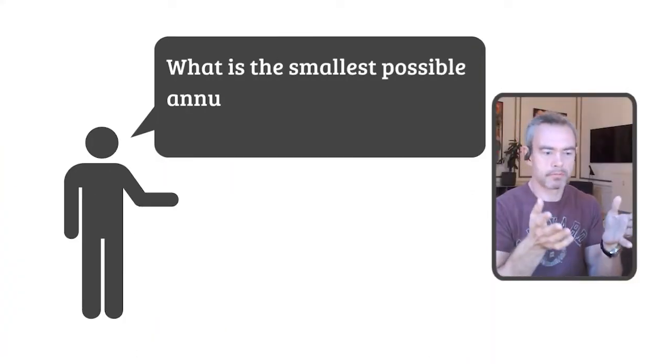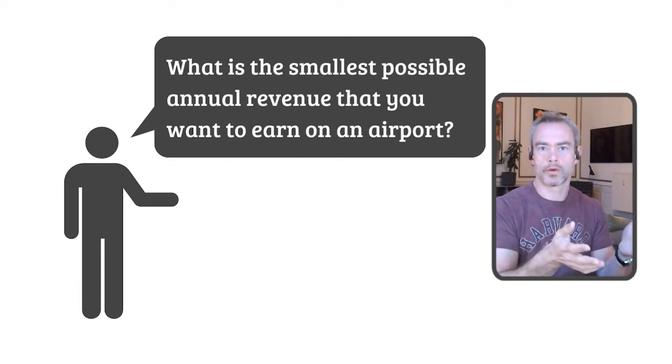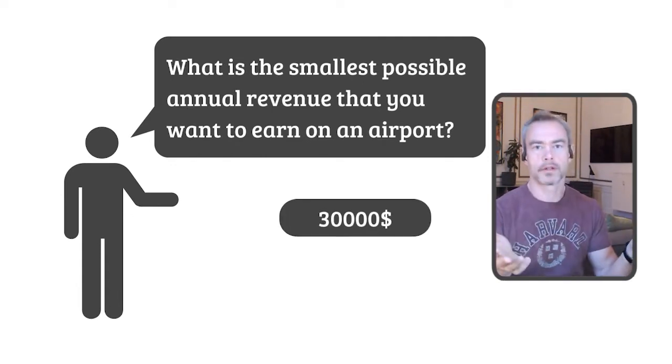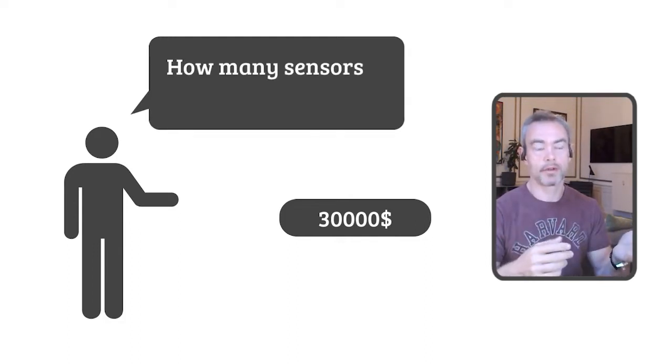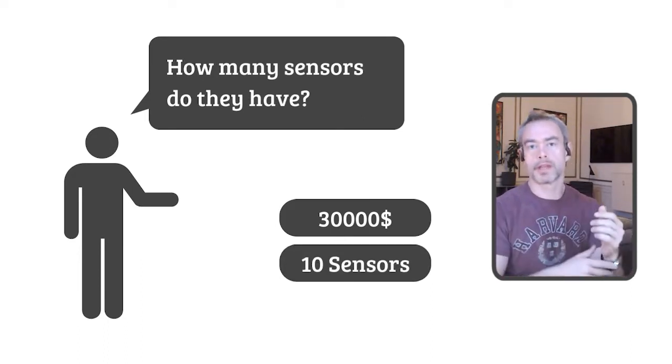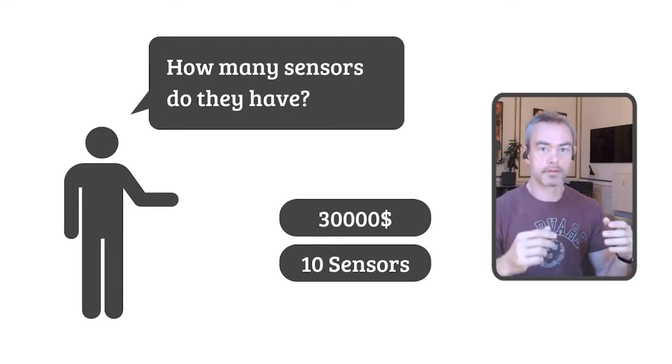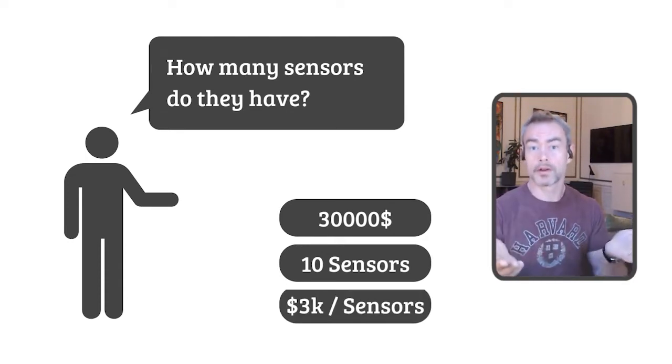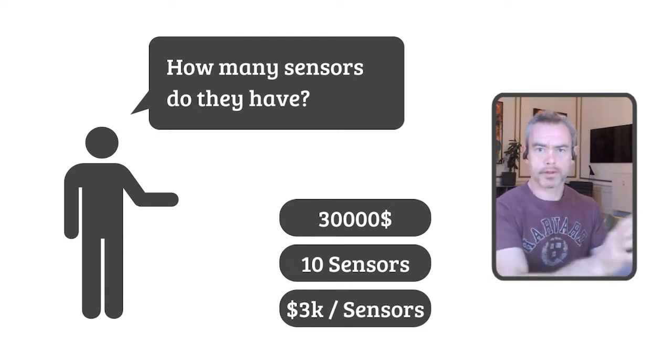So I had a conversation the other day where we were selling analytics software to airports, and I asked the product manager and the owner of the solution, hey, what is the smallest possible annual revenue that you want to earn on an airport? And he said, well, $30,000. Okay. And then we have a unit for him, and that was sensors, and we say, well, how many sensors do they have? And he said, well, they have 10 sensors. That's sort of the smallest possible airport customer that he has. Okay, so $30,000, 10 sensors. That sounds like it's $3,000 per sensor per year. Okay, park that for a second.